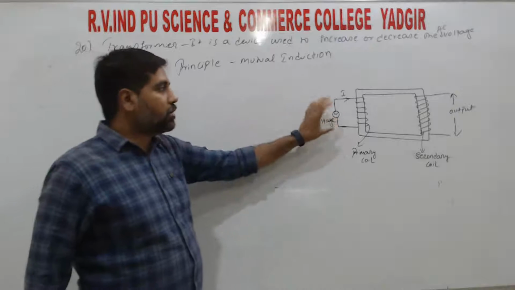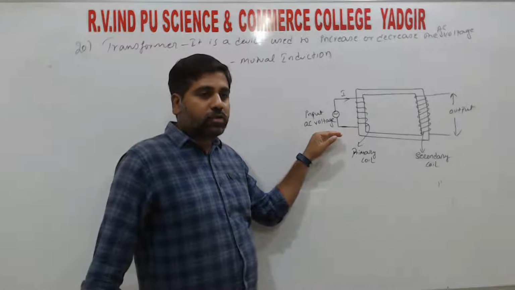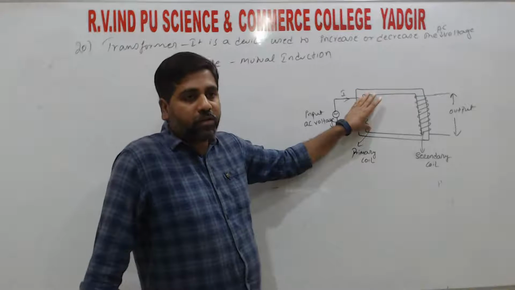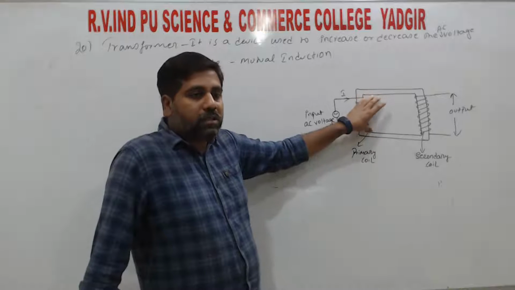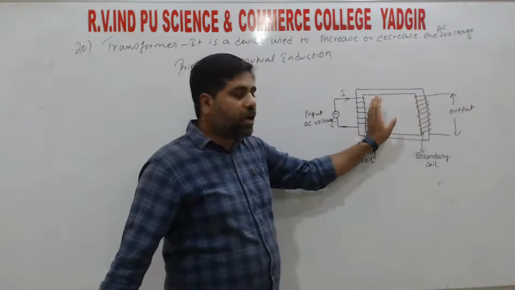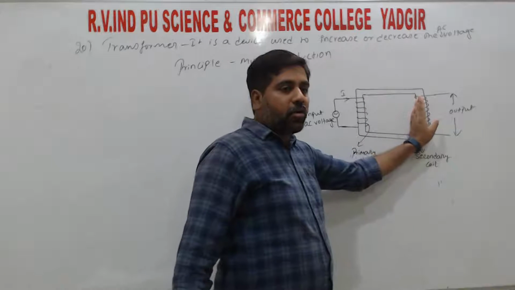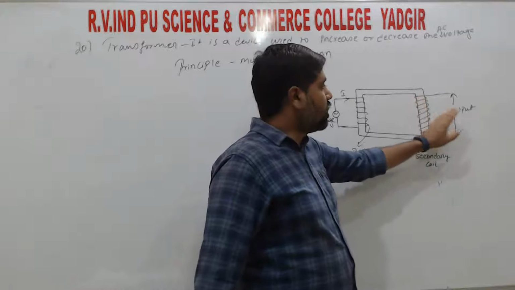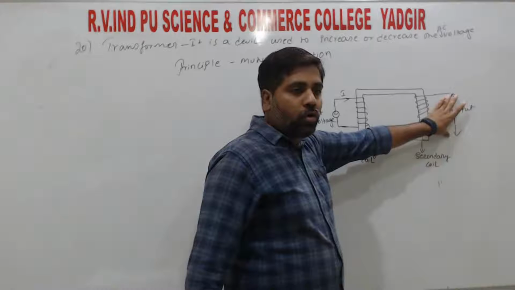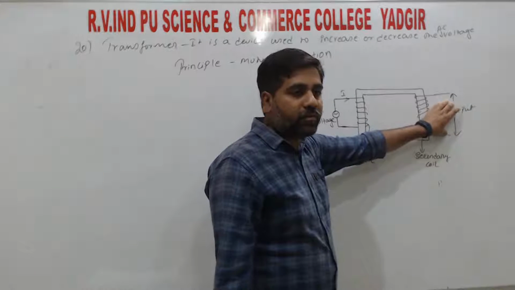It works when the primary coil is connected to the AC source, and current flows in the primary coil. So flux is produced in the primary coil. This flux is linked with the secondary coil, since the secondary coil is nearby. Hence EMF is induced across the secondary coil. That means here we are getting the output voltage, right? The voltage, that is the EMF, is nothing but the voltage.